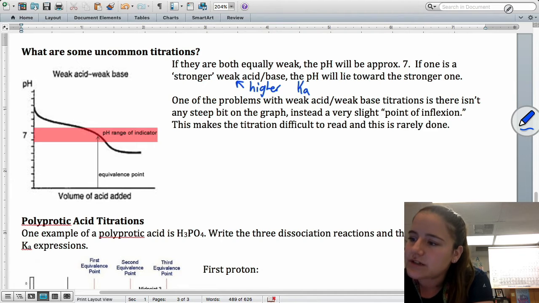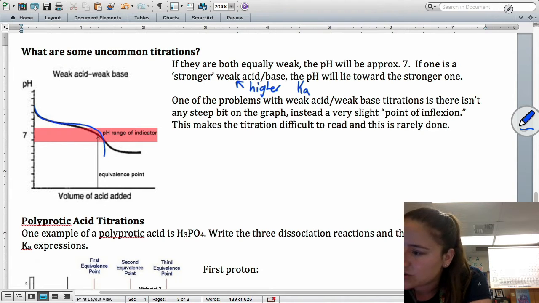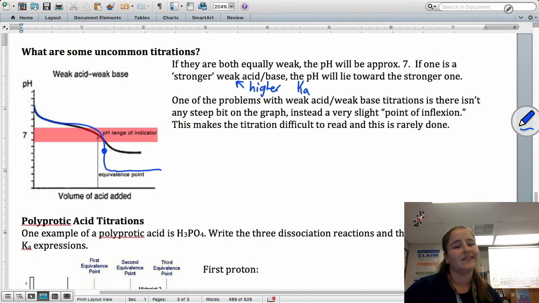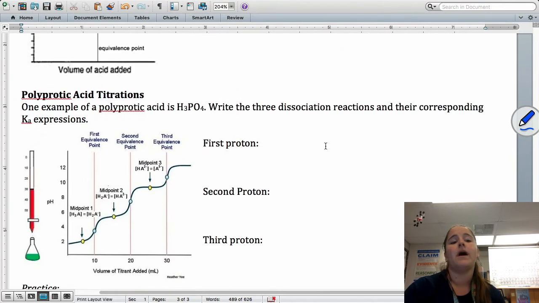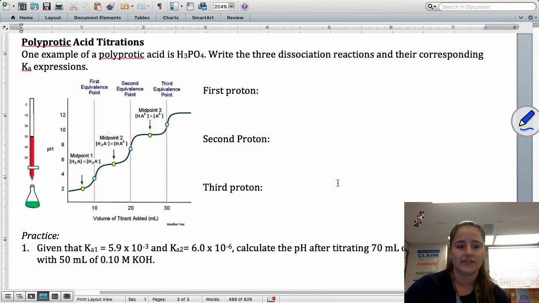Okay, we're used to curves that look like this, and then it has a strong inflection point, and so we're able to clearly see that. That's not the case for weak acid, weak base. That's what makes these difficult to do, and thus it's rarely ever done. But what is done is polyprotic acid titrations.